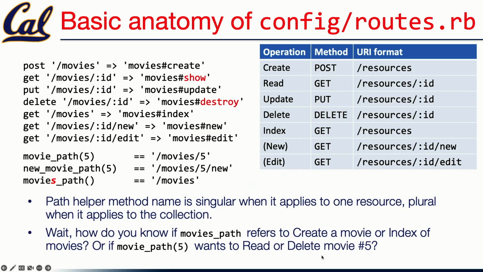Oh, and by the way, how do you know if movies path refers to the create action or the index action? It's because the route has to have an HTTP verb associated with it. So the URI part of the route is actually shared in common across a couple of different routes, right? So like read, update, and delete look very similar, but the verb is different in each case. That's how you tell the routes apart.